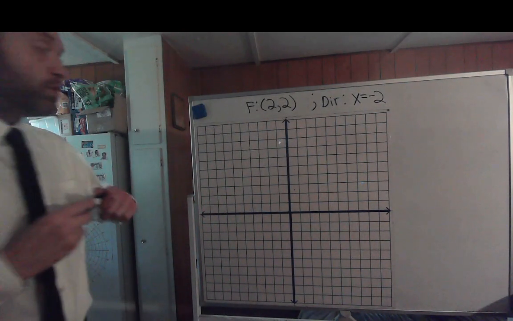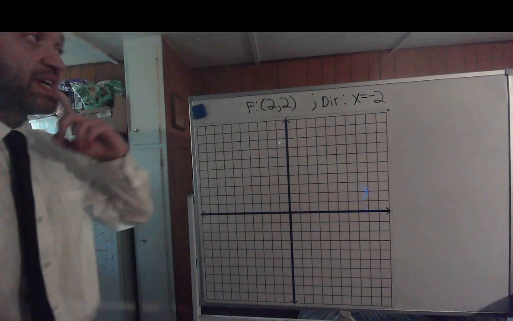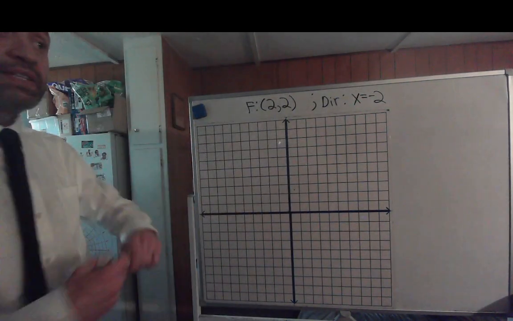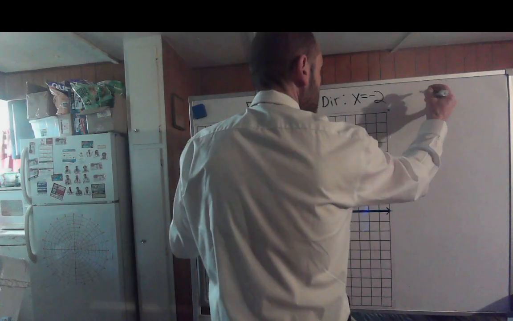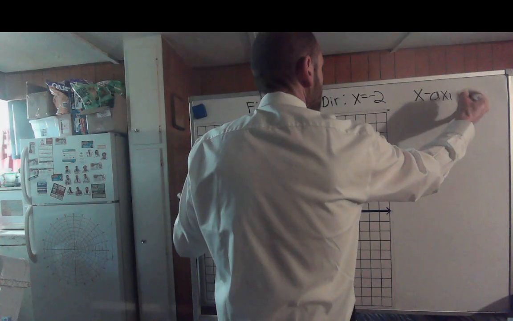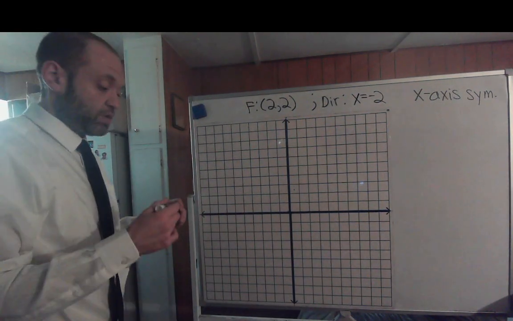So we have a focus for the parabola at 2, 2. The directrix is at x equals -2. Again, the directrix is a dead giveaway of what axis it's symmetric with. So this is going to be x-axis symmetry, which we know means the x term has to be linear, the y term has to be quadratic.